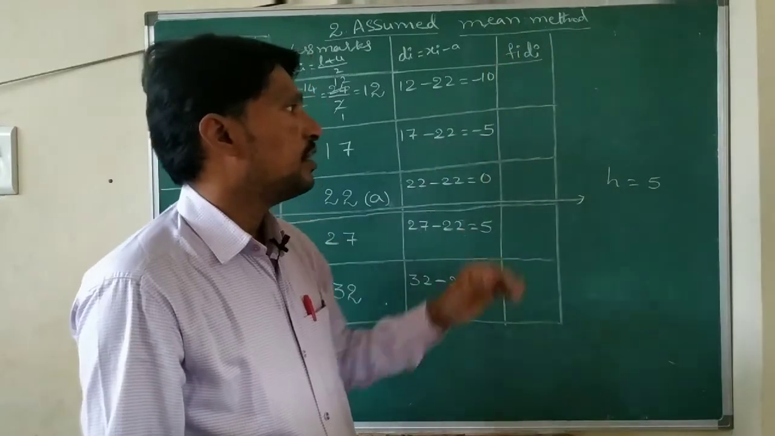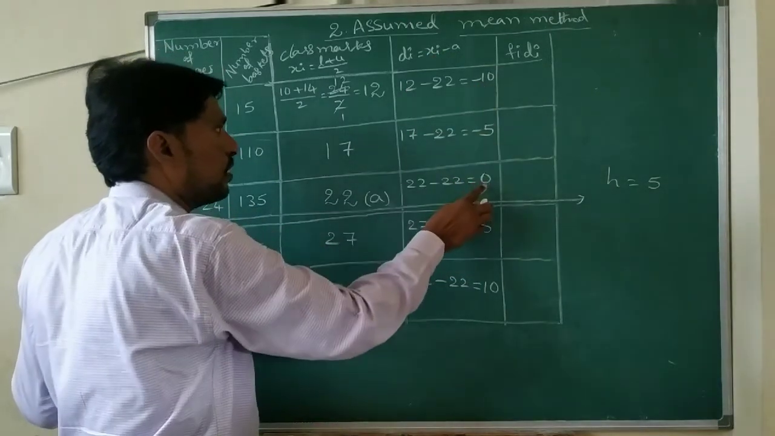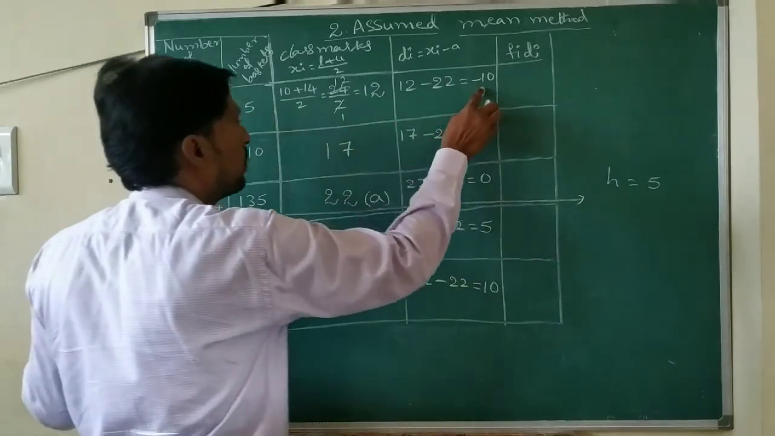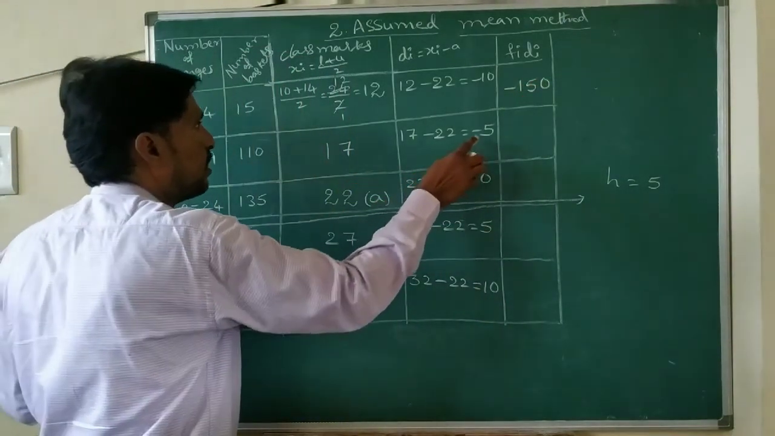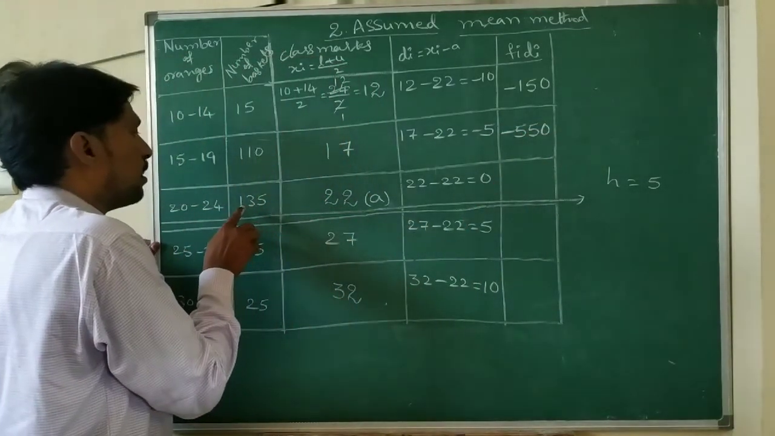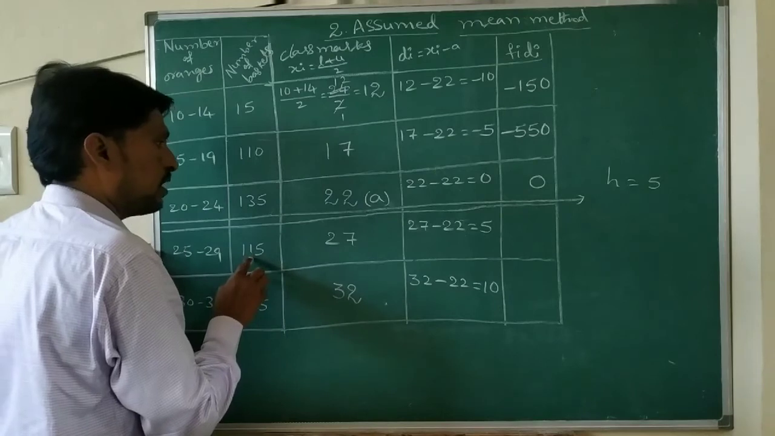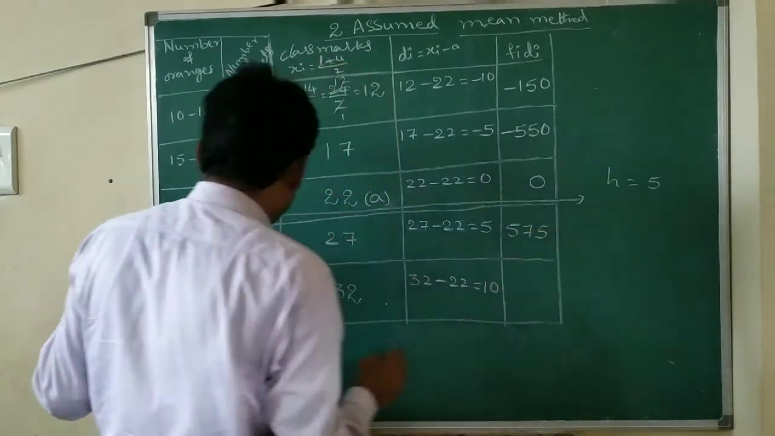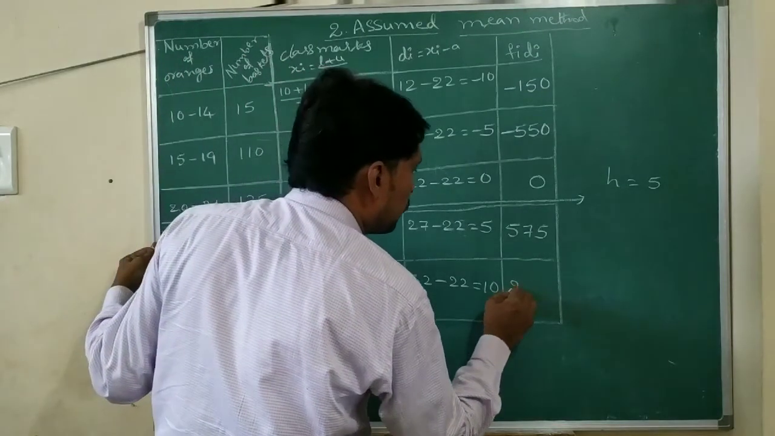Now we need to take Fi and Di. Fi means frequency, Di means the deviations we just got. The deviations are minus 10, minus 5, 0, 5, 10. Fi Di: 15 into minus 10 is minus 150. Next, Fi is 110 and Di is minus 5, 110 into minus 5 is minus 550. Next, frequency is 135 and Di is 0, 135 into 0 is 0. Next, frequency is 115, Di is 5, 115 into 5 is 575. Last frequency is 25 and Di is 10, 25 into 10 is 250.